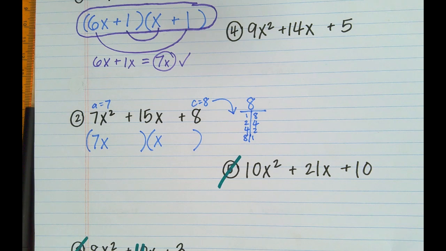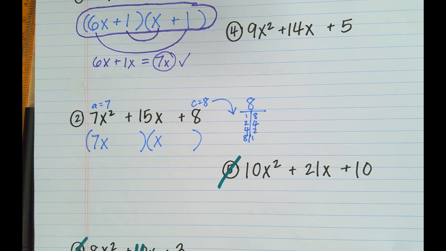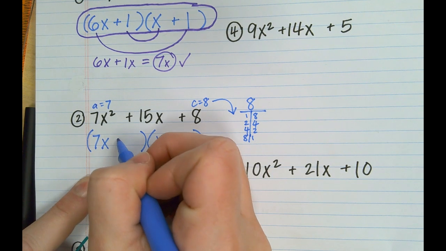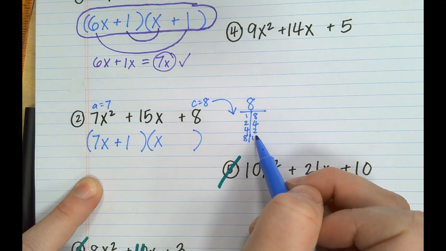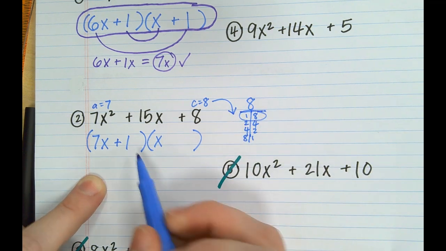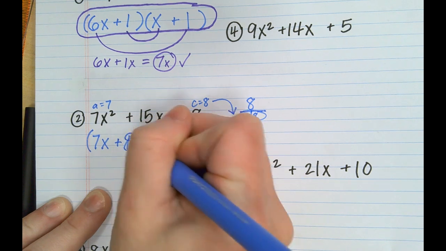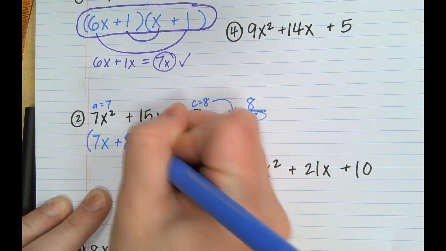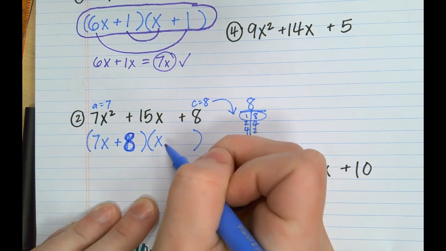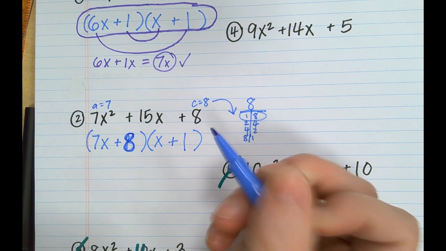Okay, so which one do we want to try first? How about this? Who knows what the right answer is? Michael, tell me, what is it? 8 and 1. Let's do it and make sure. 7x plus 1. Or did you mean 8 first? My bad. 7x plus 8, times x plus 1.